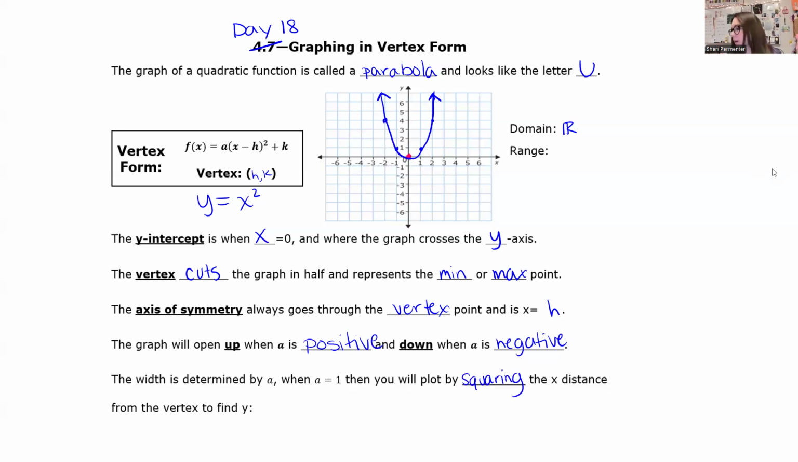Let's see, we're graphing. Did I write anything? I don't know what I had to write here. I'm not sure.